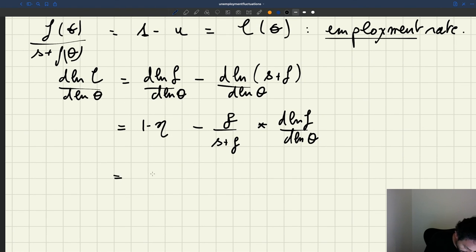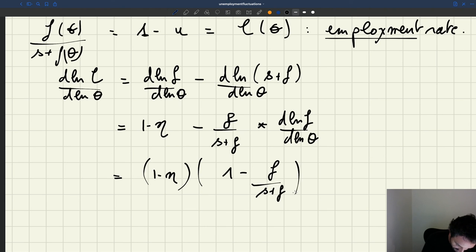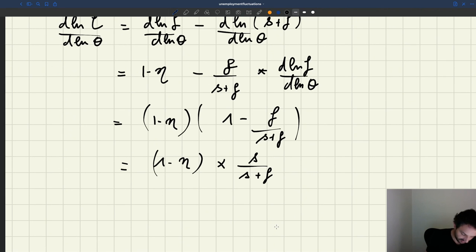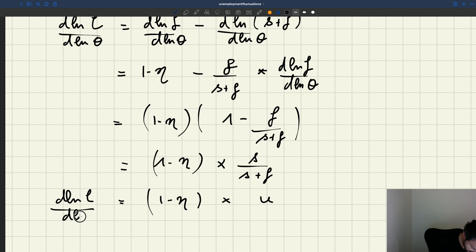And so this is just going to be 1 minus eta times 1 minus f over s plus f, and that's just going to be 1 minus eta times s over s plus f, and this we know what it is. So this is just going to be 1 minus eta times u, the unemployment rate, which is equal to s over s plus f. Okay, that's a very useful intermediate result.